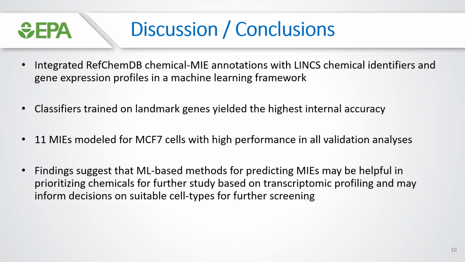In conclusion, this work represents a proof of principle application of machine learning to the task of predicting MIEs, such as chemical protein interactions, based on transcriptomic response profiles. In particular, we found that we could predict 11 MIEs with high confidence using the available data from a single cell type, MCF7, and the existing chemical target interaction data for training.